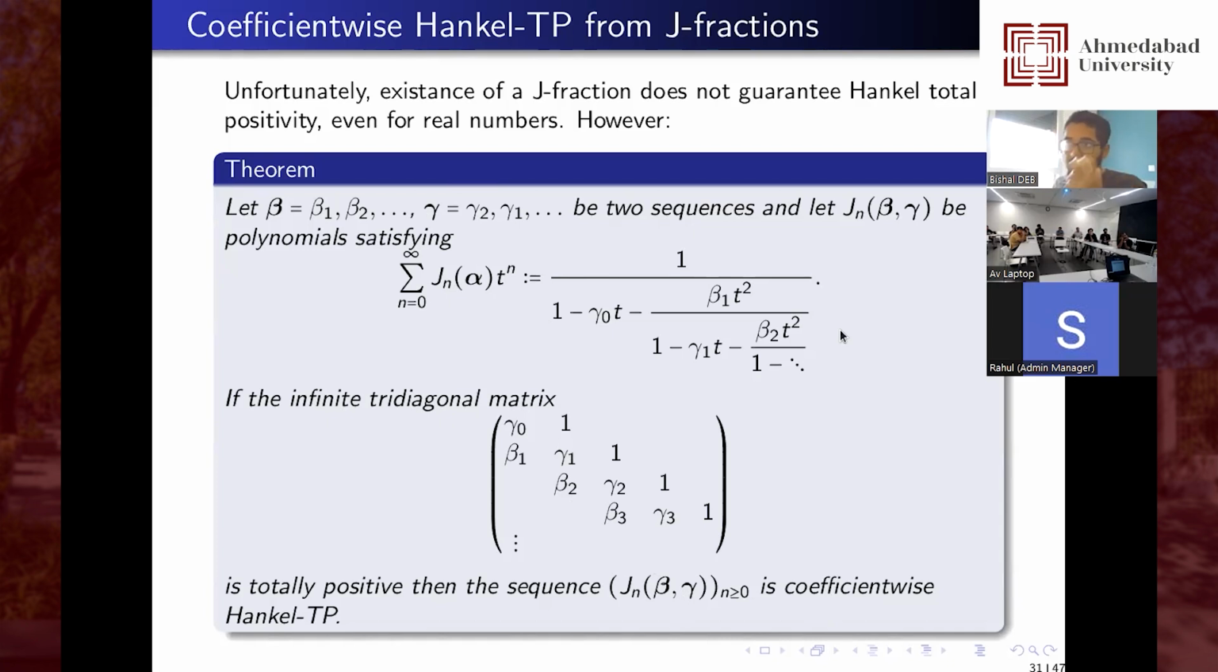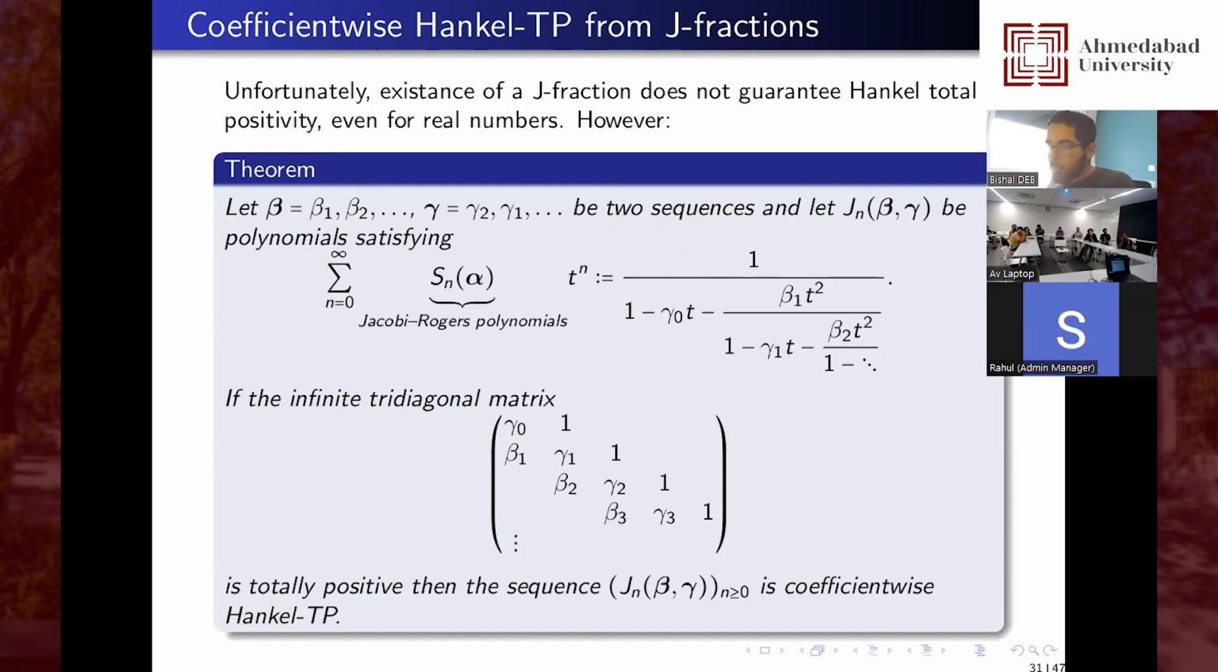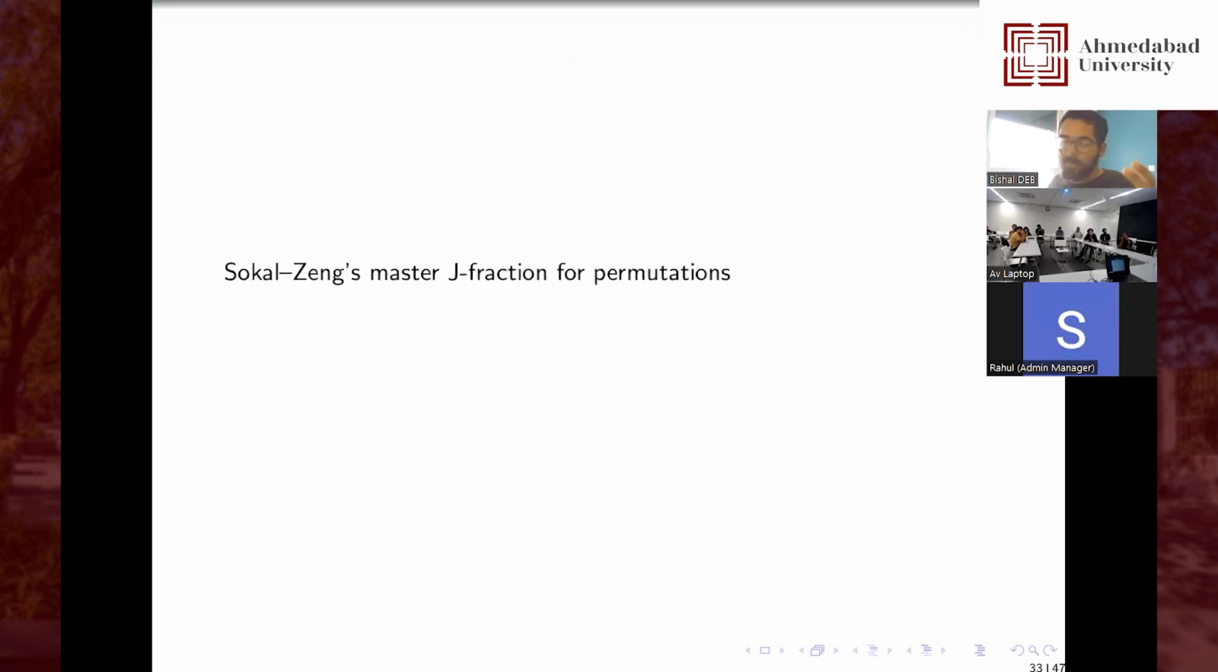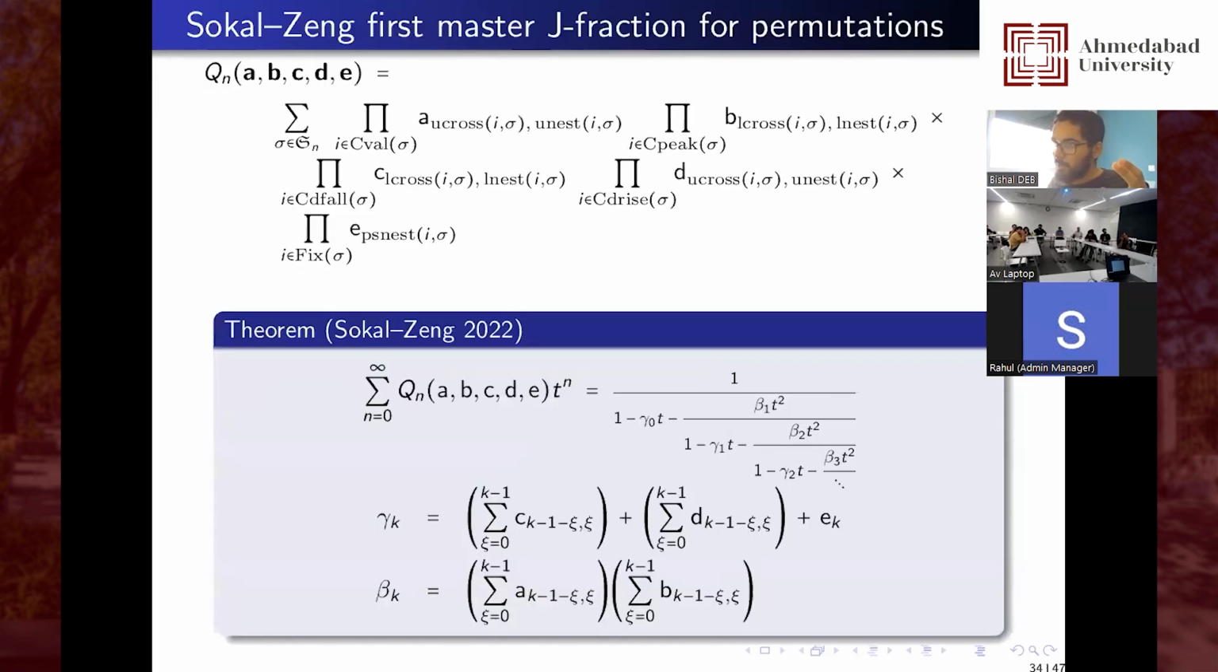But the story becomes quite different here and more involved. Just the existence of the continued fraction by itself is not sufficient to prove total positivity. And if some of you are familiar with the theory of orthogonal polynomials, you know that it's the same tridiagonal matrix that appears in the theory of orthogonal polynomials. And there's a very close link. I'm not going to go into that. The proof of this result uses the method of production matrices. So let me quickly end my presentation by telling what production matrices are. Let me just skip all of this.